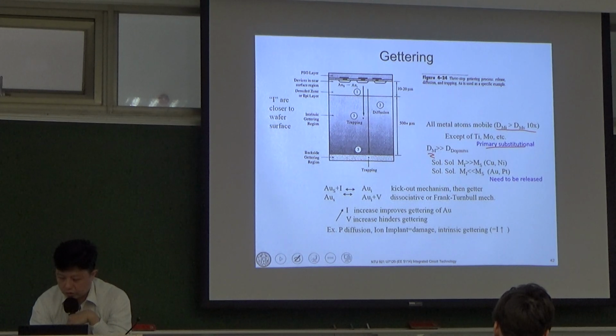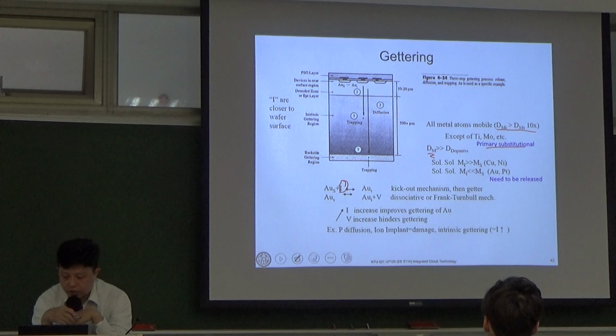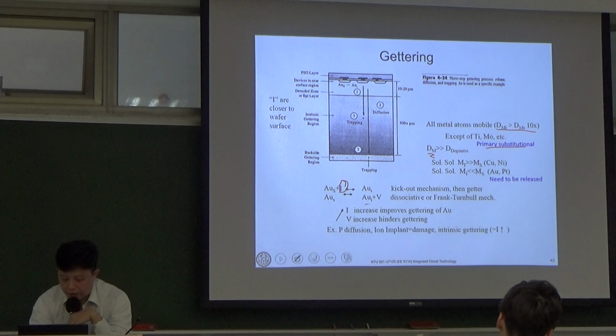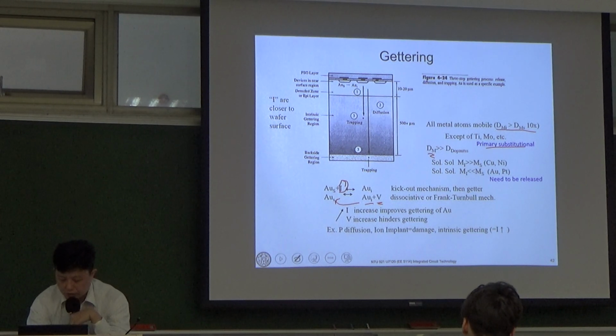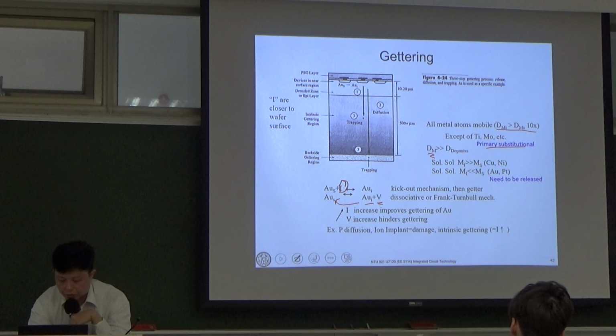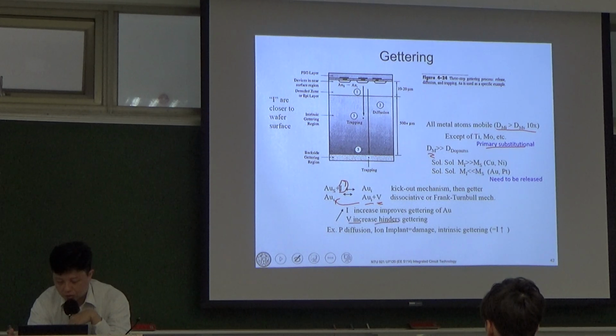So if you want to free this gold, you have to add some I here. Then you can. This is called a kick-out mechanism. So you can kick this gold out of the substitutional site. And if you have V, they will go back to the substitutional site. So we need I to improve this gathering process, and V will do the other way, to hinder the gathering process.